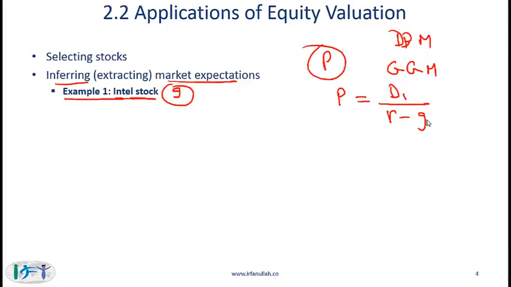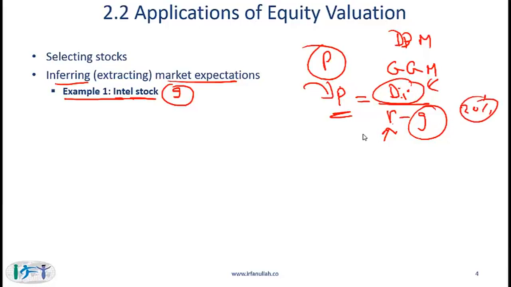Now, if you are concerned about the growth rate that is implied in the current price, what can you do? You can take the current market price and plug it here. You can take the expected dividend 1 year from today, plug it here. You can plug in the required return for Intel. Maybe you calculate this using CAPM. And then you calculate g. That g would be the g that is implied by all the other company-related variables. Example 1 says that when P, D1 and r are plugged in, the value that we get for g is 20%.